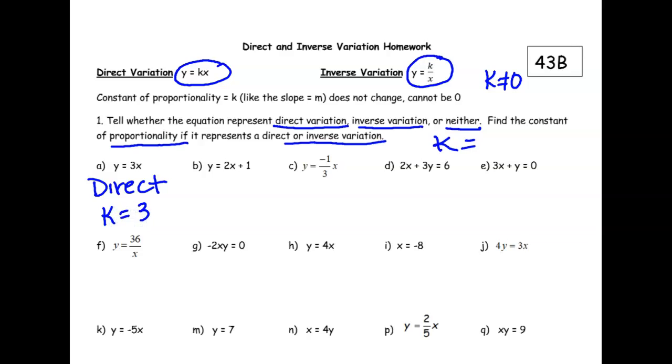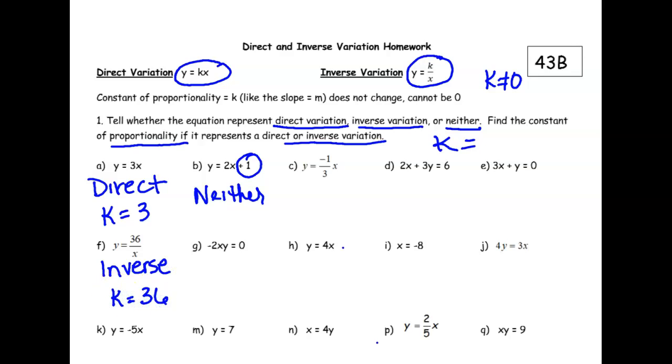Okay, looking at B, notice y is equal to 2x plus 1. We have this plus 1, so that means it's not going through the origin, and therefore it can't be a direct variation, and it's not in the form of an inverse, so this one would be neither. Okay, and now let's skip to, I'll let you do C, D, let's do an inverse. Look at F. F is in the form of y is equal to 36 divided by x, so that would be an inverse, and our k value would be equal to 36.